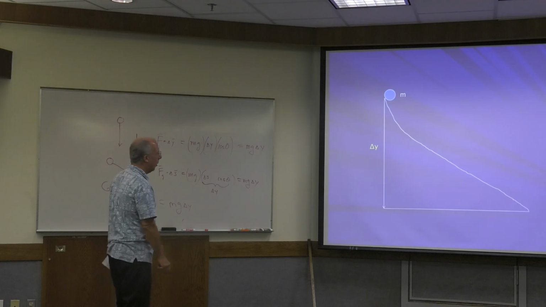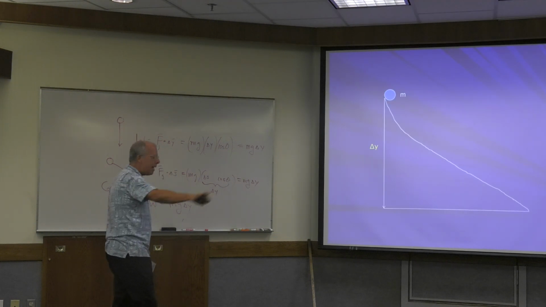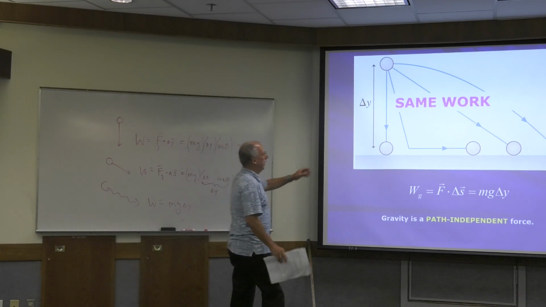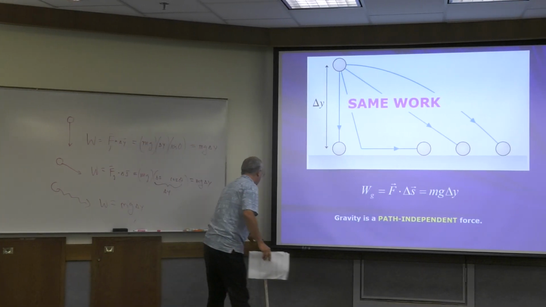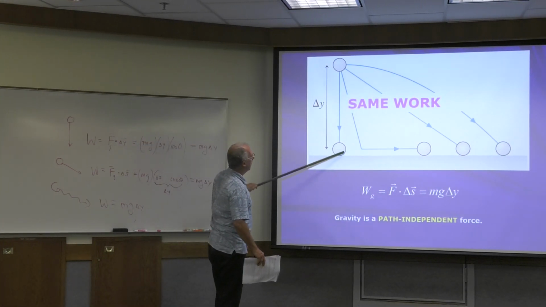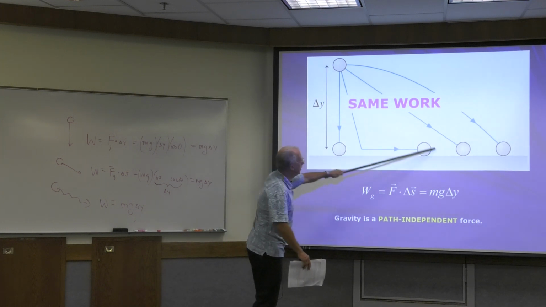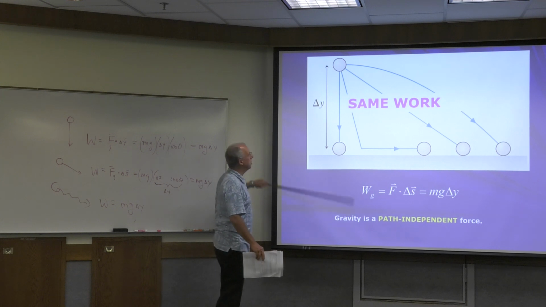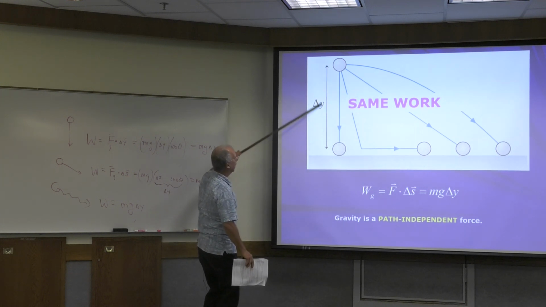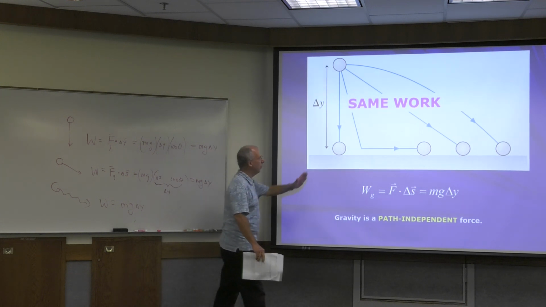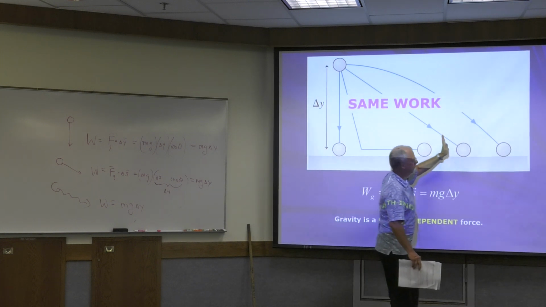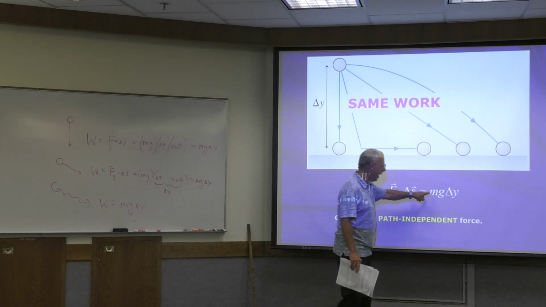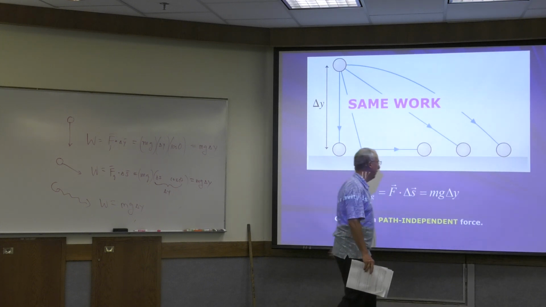All right, so you get the same thing. Here's the important thing. It doesn't matter which path the object takes. This path, this path, this path, who cares? The only thing that matters is the vertical height, delta y, because for every single one of these situations, the work done by gravity is just mg delta y.